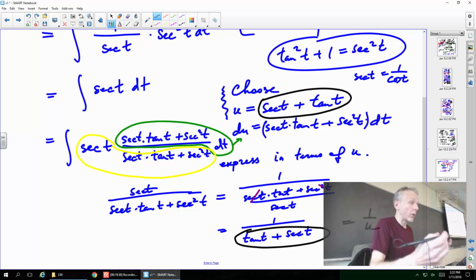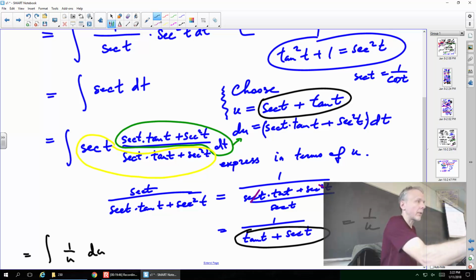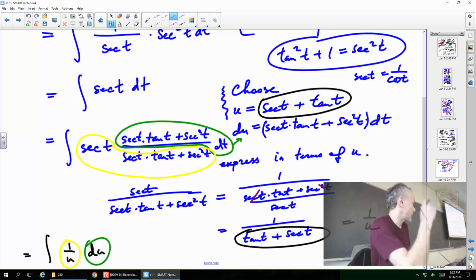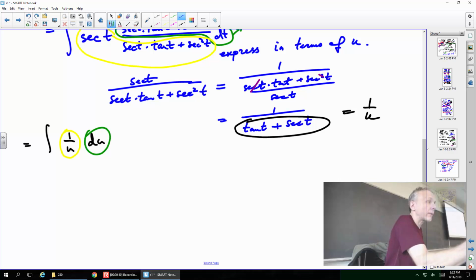So what I've got in my integral is 1 over u du. This is the yellow part that we have simplified so significantly, and the green part right here is du that we already had some time ago. As you can see, the integral becomes very, very simple. How you discover that, once again, I cannot tell you. But this we can now finish. So what's the integral of 1 over u?